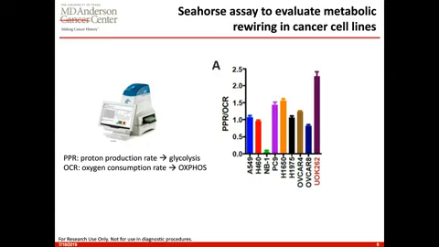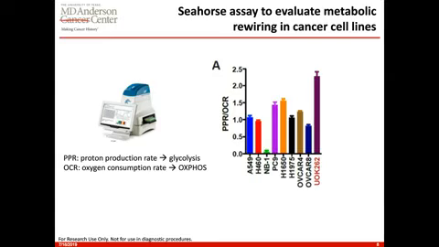The Seahorse can measure ECAR and OCR and also PPR. This is the proton production rate. So here we actually take the ratio of PPR versus OCR. PPR stands for the glycolysis rate, just like ECAR, and the OCR stands for oxygen consumption. That's the OXPHOS, oxidative phosphorylation rate. So basically, the ratio will tell us the rate of glycolysis versus oxidative phosphorylation. The higher the ratio, the more glycolytic the cell line is.